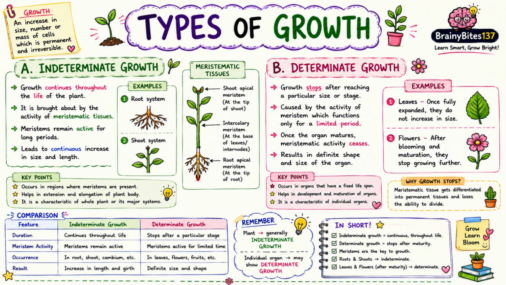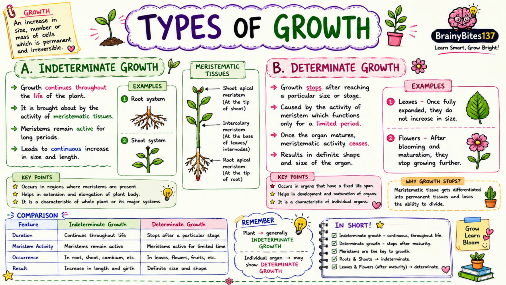Indeterminate growth means that the plant continues to grow throughout its life. This is possible because plants have special tissues called meristematic tissues. These tissues contain actively dividing cells that can produce new cells continuously. For example, the root and shoot systems keep growing because their tips contain meristematic tissues. So, remember, indeterminate growth means growth continues.